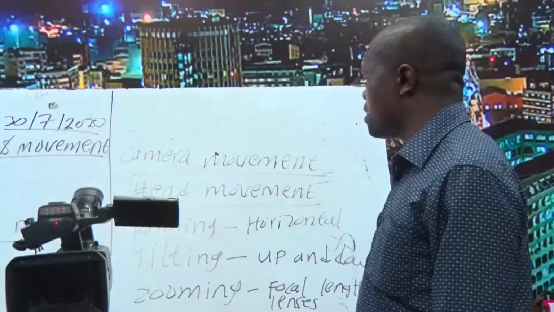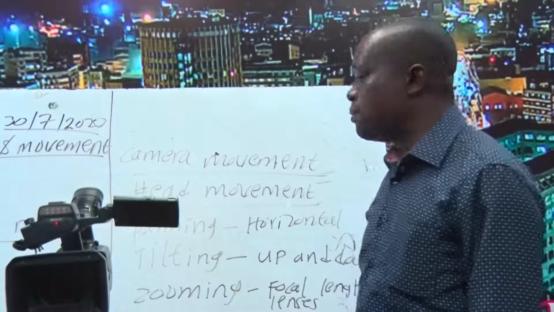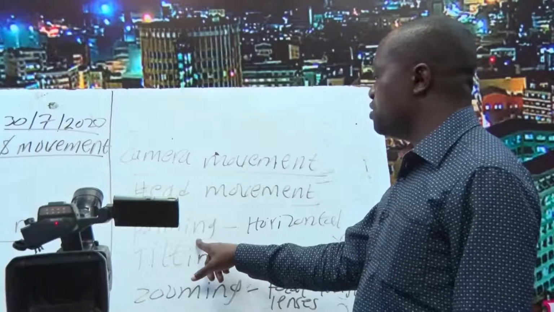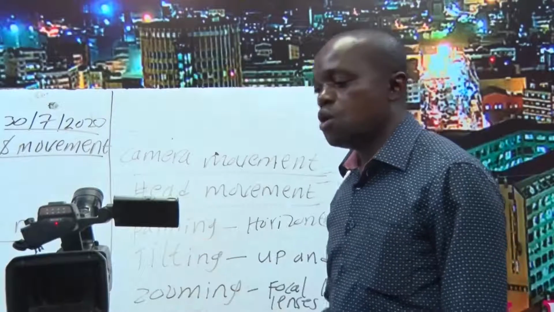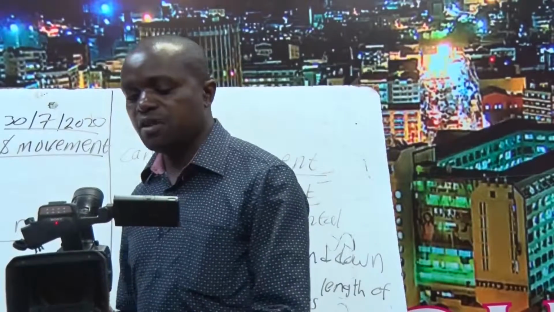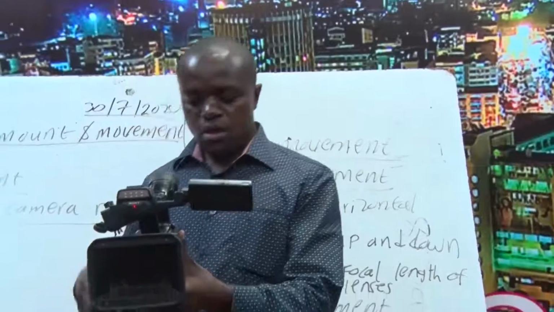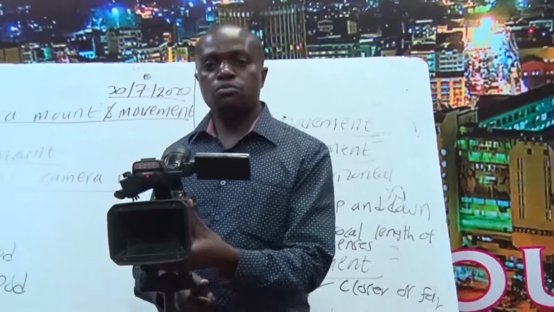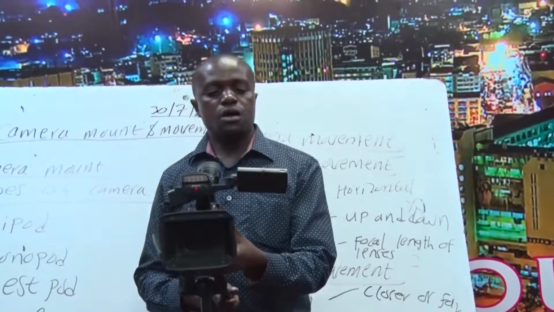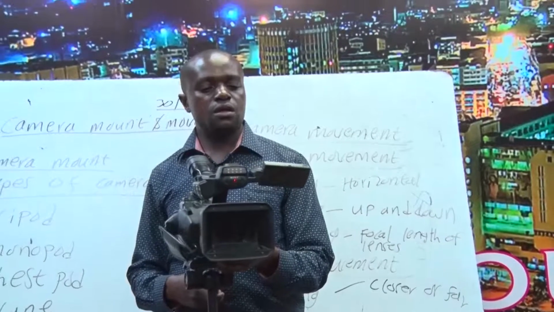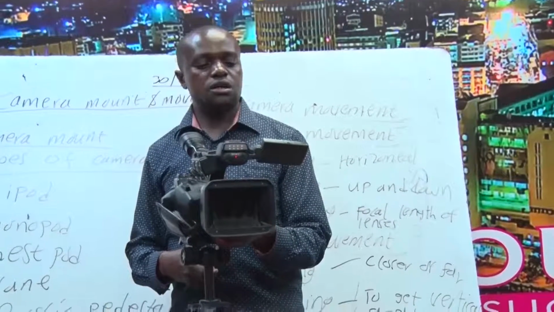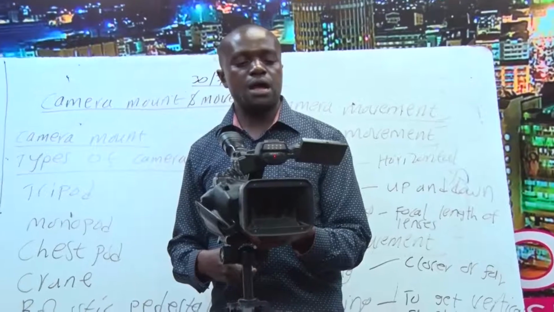The first type of camera head movement is what you call camera panning. Panning simply means horizontal movement of the camera. You can either move it to the left or you can move it to the right. Let's say this is your camera, this video camera. Maybe you want to pan. Simply means maybe your subject is moving to the left. You can pan it to the left to get your subject, or else to get a specific camera angle.